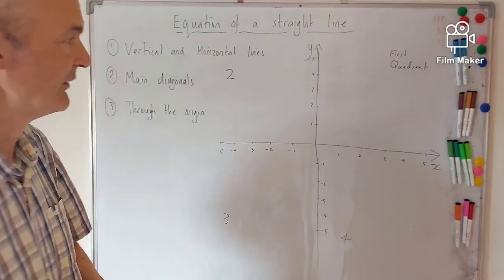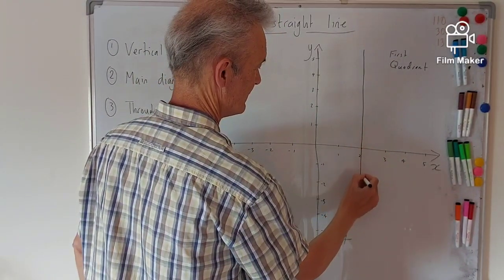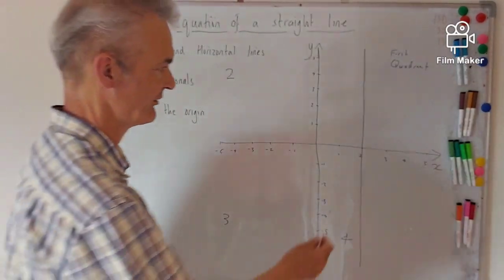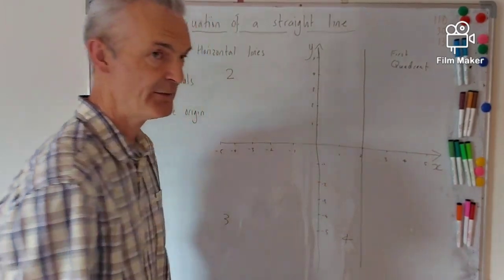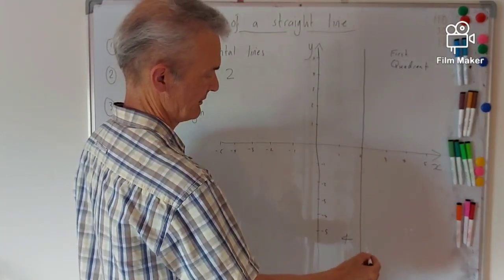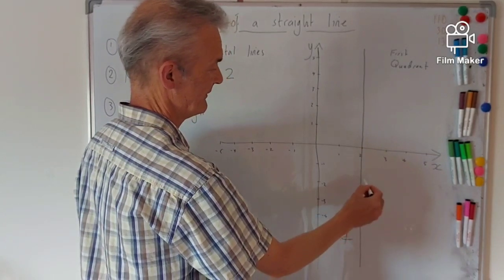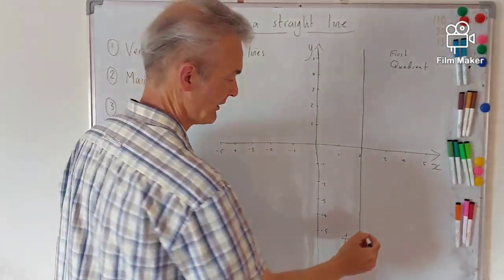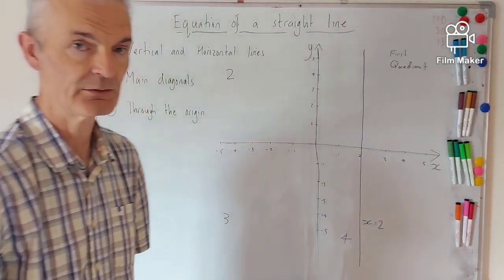Okay, so if I put a vertical line on here, like so, you can see that it passes through where x is 2. Now, anywhere along that line, if I go here, x is still 2. If I go down here, x is still 2. If I go there, it's 2. Anywhere on that line, x equals 2. So the equation of that line is just x equals 2.